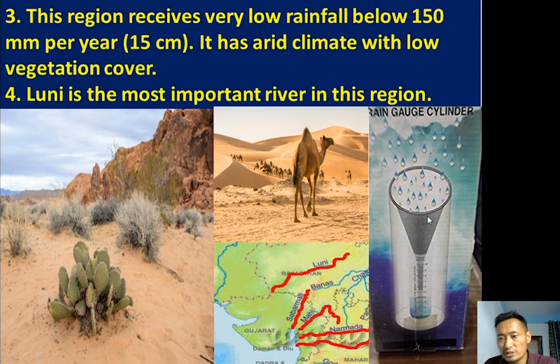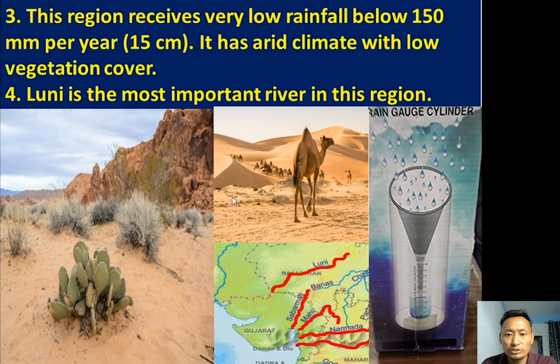This is a rain gauge. If we place this rain gauge in an open space during the rainy season, some part of the rain will enter the rain gauge. Based on the amount of rain collected, we calculate the rainfall on a daily, weekly, monthly, and yearly basis. Based on these calculations, we can find the rainfall of a particular region.